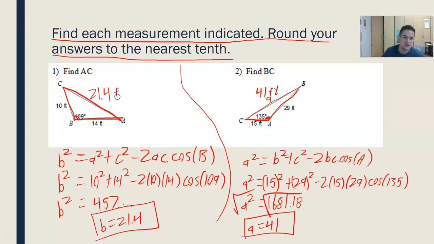Notice now I have a side and an angle opposite that side. I could solve for a missing angle. The other missing angle is now found using the law of sines. Okay.